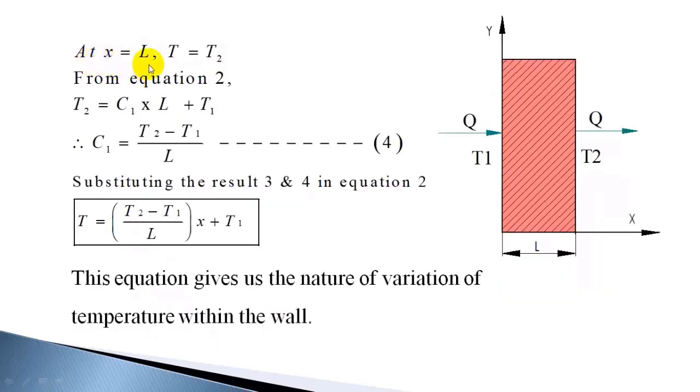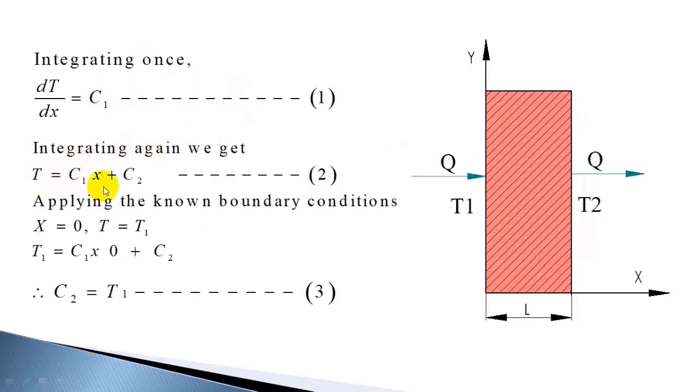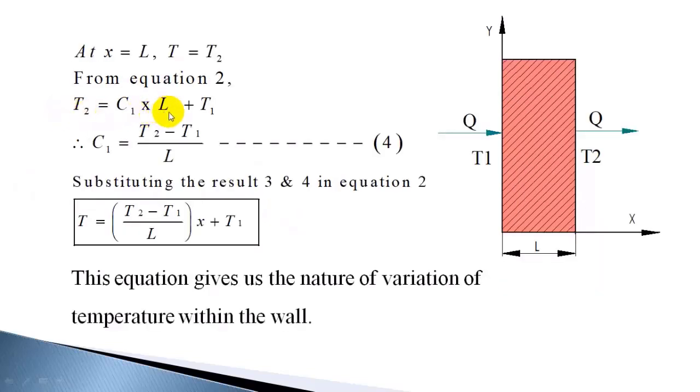Now let us apply the second boundary condition. At x is equal to L, temperature is T2. From equation 2 that we have already got the equation for temperature. Temperature is C1x plus C2, and C2 is also known, it is T1. So we have temperature T is equal to C1x plus T1. In that we are going to substitute x as L, corresponding temperature will be T2. So we will get T2 is equal to C1L plus T1. So from that you can solve C1 as T2 minus T1 by L.